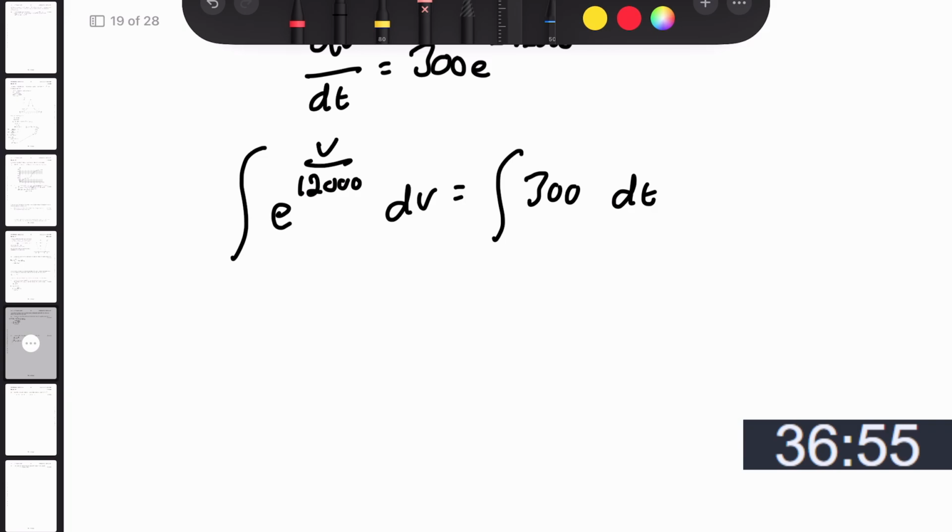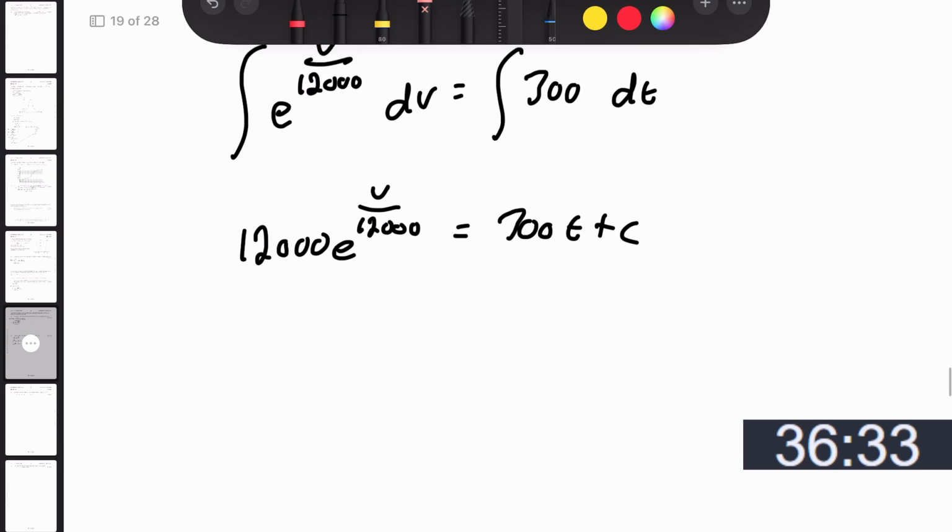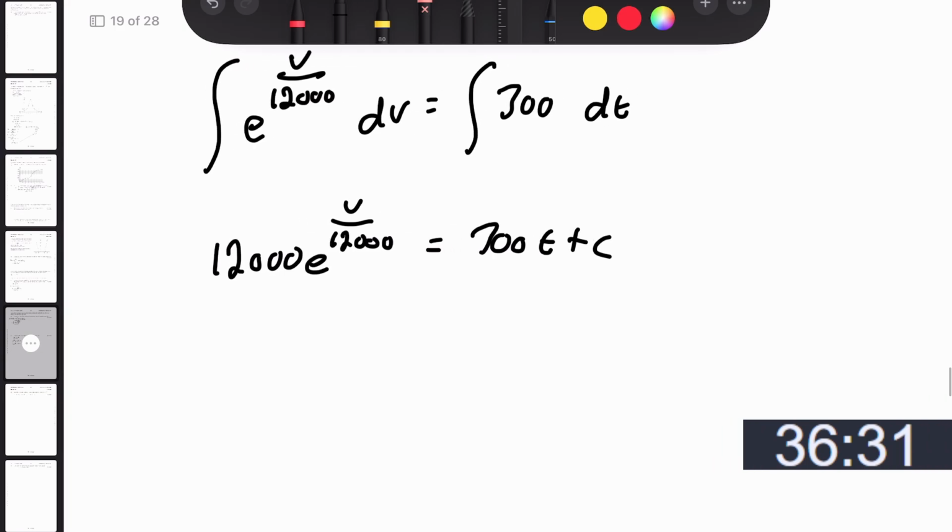So then here I'm going to have, I need the derivative of that in front, so this will be 12,000 e to the V on 12,000 is equal to 300t plus c. So then let's divide by 300, so I'm going to get 40 e to the V on 12,000 is going to equal t plus c. I'll say this is c2.